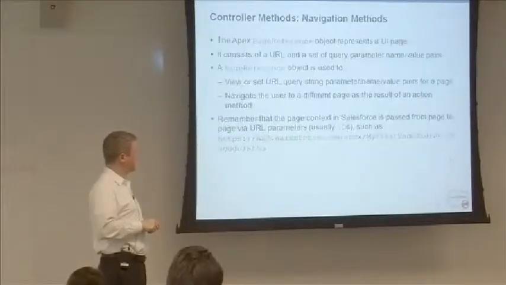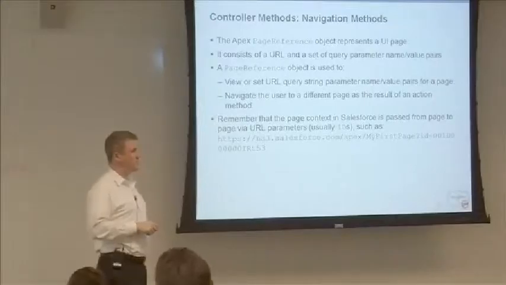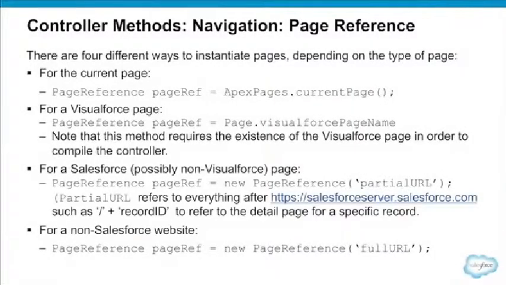The other thing that I will show you later on is that we have another option for returning page references. So in addition to returning null and these four options, we can also return a call to another controller's action method.